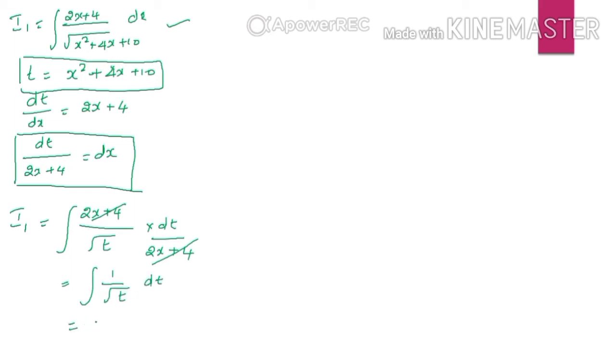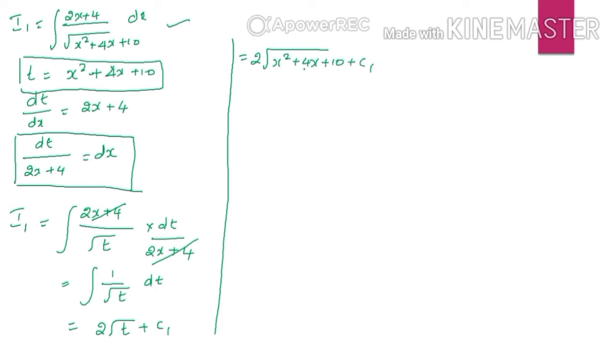We know the integral of 1 by root t is 2 root t. On simplification, we get 2 root t plus c1. In the previous sum also we found this value. Now the value of t is x square plus 4x plus 10, so I1 equals 2 times square root of x square plus 4x plus 10 plus c1. So this is the value of I1.